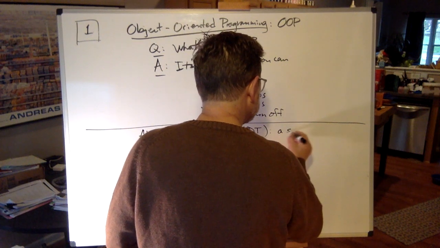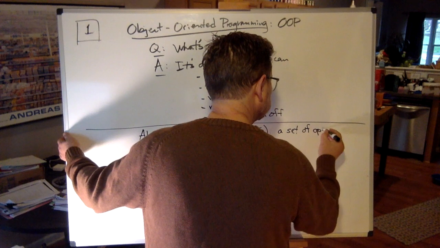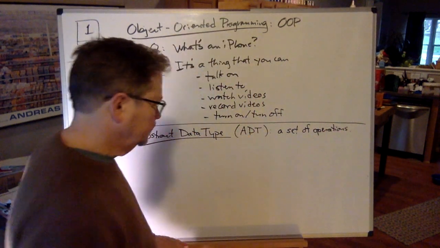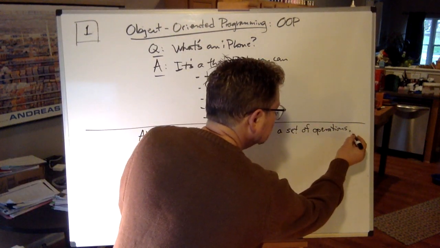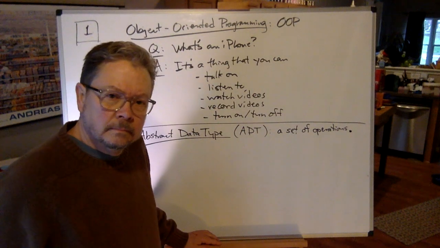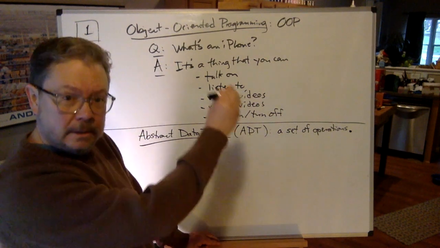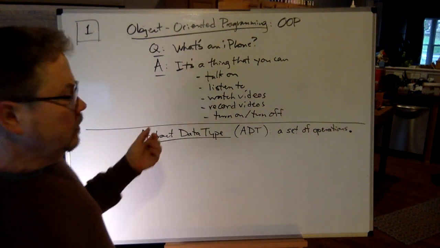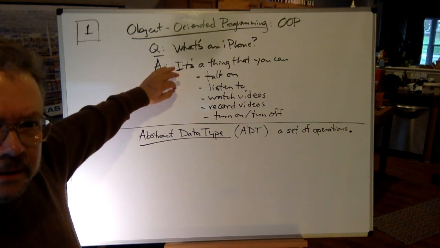It is a set of operations, big bold period. A set of operations, period. Where's the data? Well, we're not concerned with the data. This is actually, here's an example of an abstract data type.